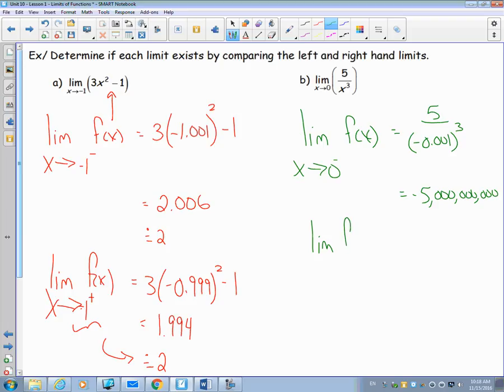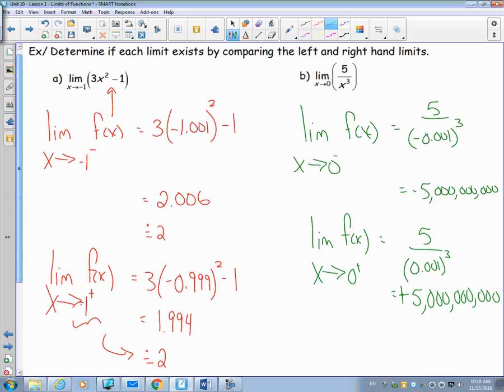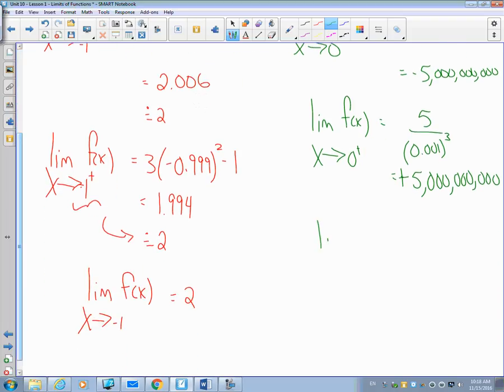As we go to the right-hand side and approach it, let's go just a little bit to the right. Let's try +0.001. What's going to happen there? Well, there I end up with +5 billion. So what does that tell me about this graph? Well, that tells me this limit at 0 does not exist. And if it doesn't exist, we know for sure this graph is discontinuous.